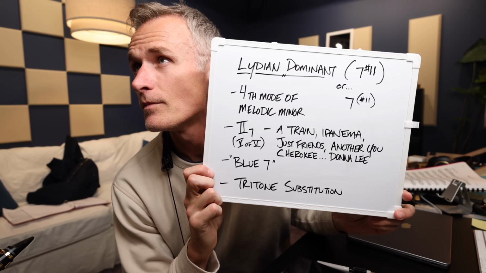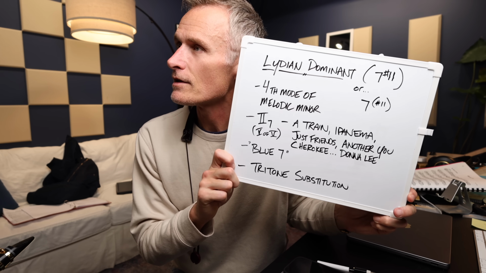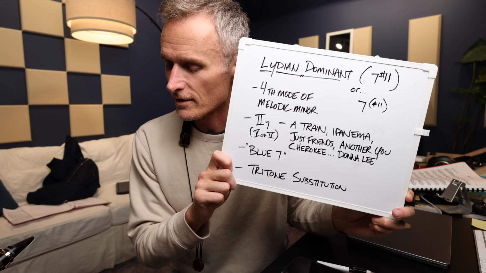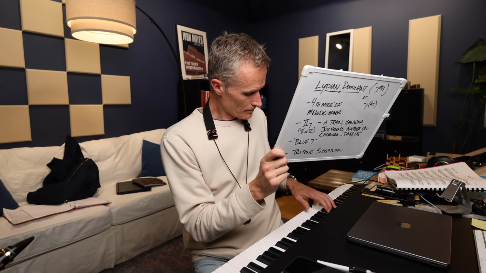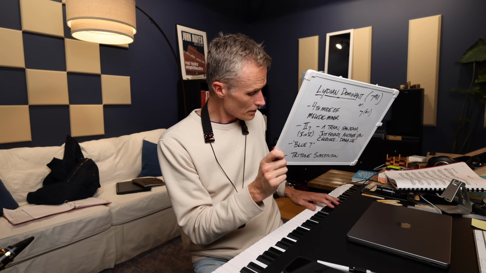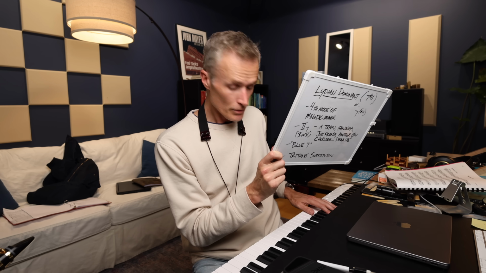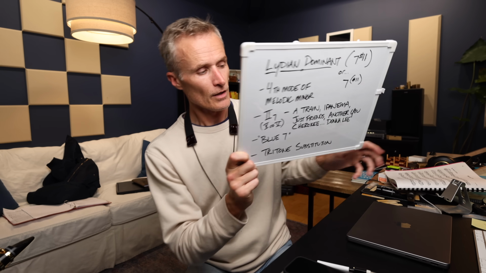Cherokee. I think I passed it. Let's see. Key is in B flat. So that's where it comes there. All right. It's all over the place.